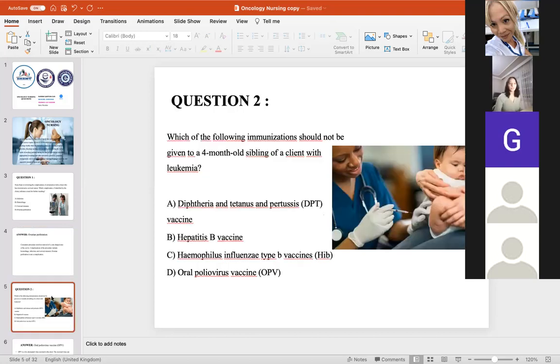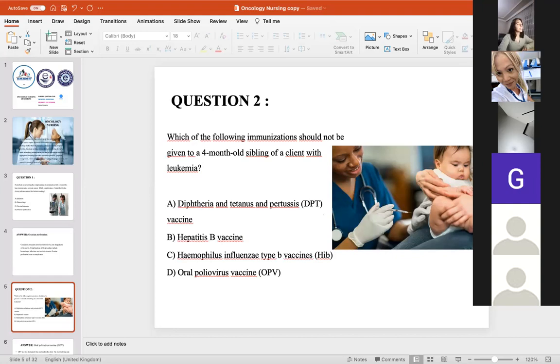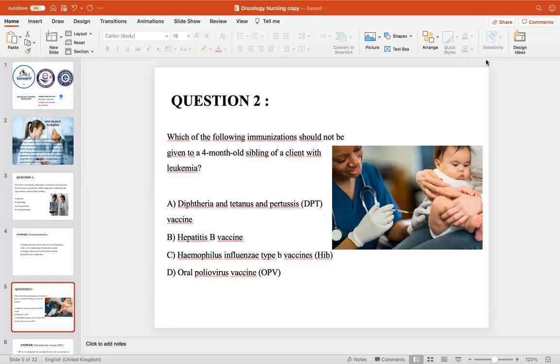And question 2. Which of the following immunizations should not be given to a 4-month-old sibling of a client with leukemia? A. Diphtheria, tetanus, and pertussis, DPT vaccine. B. Hepatitis B vaccine. C. Haemophilus influenzae type B vaccine, HIB. D. Oral poliovirus vaccine, OPV. And answer.